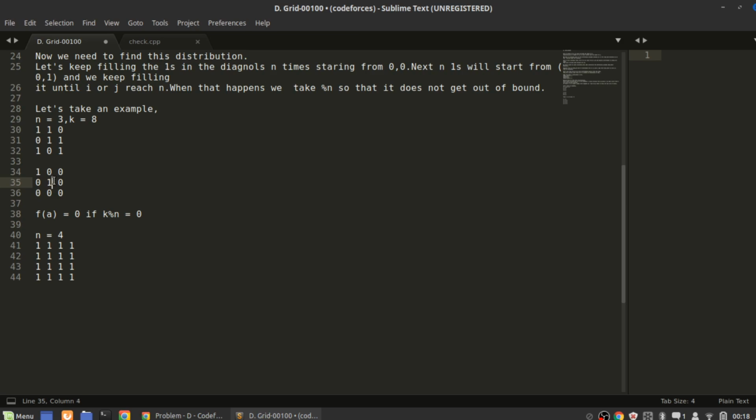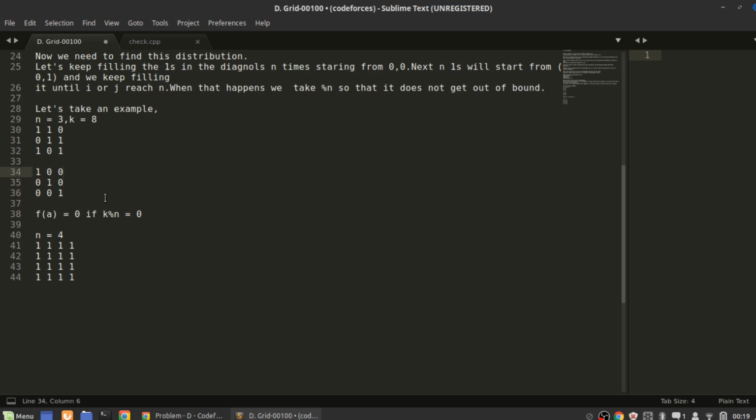Now we put a 1 here. Again it differs by at most 1. We put 1 here, and now each row and each column has only 1 one. So (1 minus 1) squared plus (1 minus 1) squared, which is 0. And we have put 3 ones here.